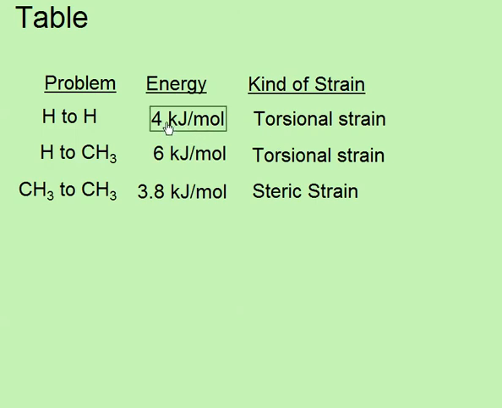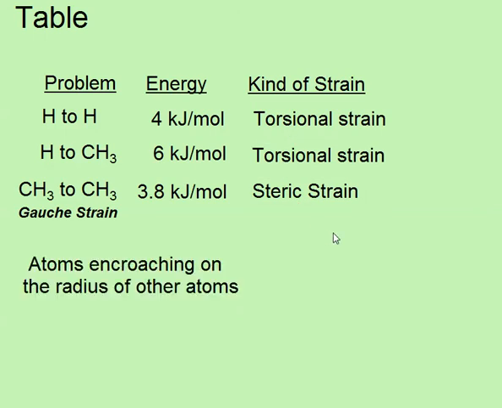We had the 4 kilojoules and the 6 kilojoules for hydrogens to hydrogens and hydrogens to methyls, but that was in the eclipse conformation. This new strain is different from the others because we're seeing it in the staggered conformation, and it's what we sometimes refer to as a gauche strain. This is mostly steric strain, which is different from torsional strain because we've got atoms which are encroaching on the radius of other atoms. Basically, atoms are trying to occupy the same area of space at the same time. They're stepping on each other's toes, effectively.